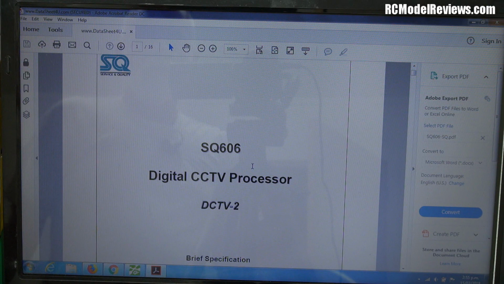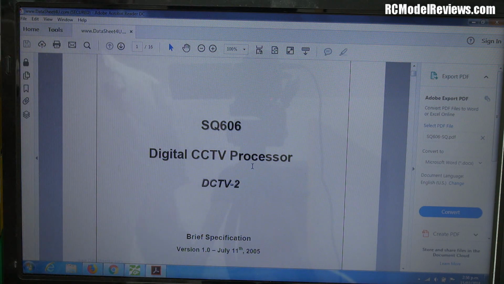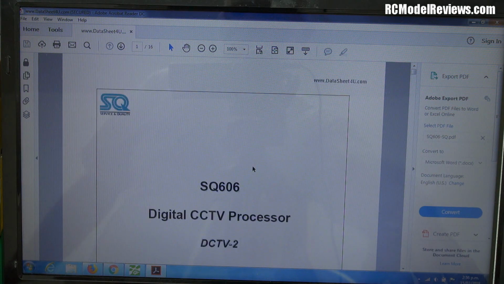I found a data sheet for this thing, and it's called the SQ606 Digital CCTV Processor. Exactly what we're looking for, more or less. Now this is dated 2005. It's a really old chip, which I'll see if it's still able to be purchased. Sometimes when chips get pretty old, they get pretty cheap, but often they just get dropped from a product line. So we may not be able to source this one, but we'll just walk through this just to show you what I'm talking about in terms of repurposing this chip for our digital FPV system and the benefits that it would give us if we could do this, right?